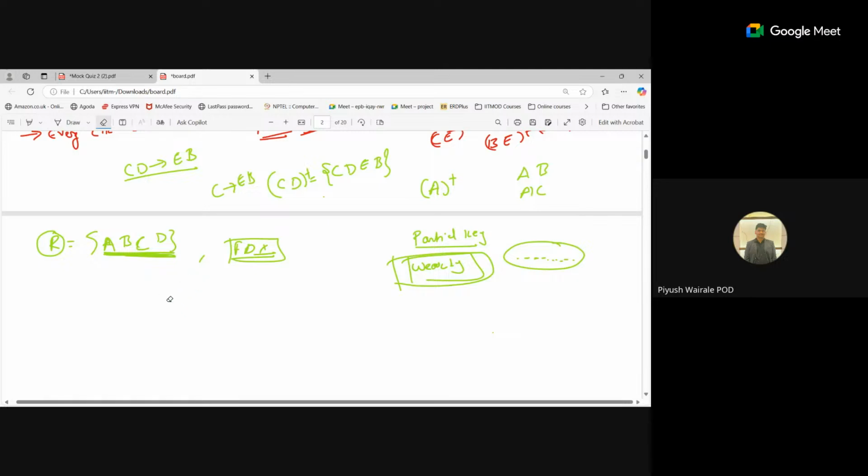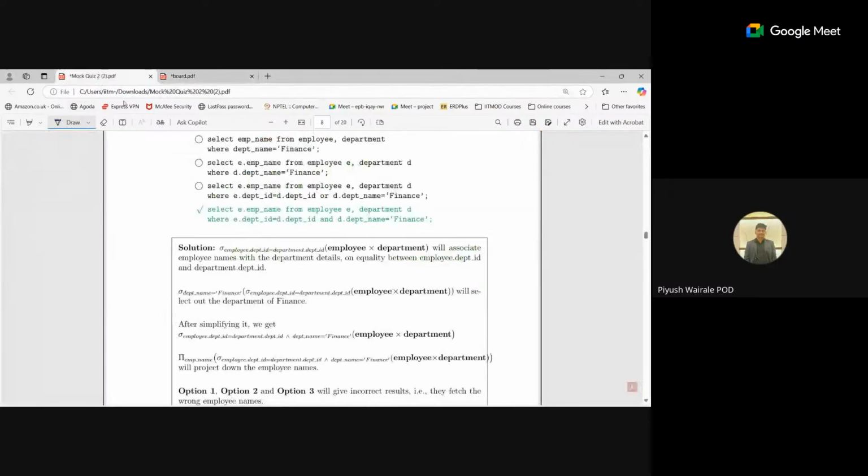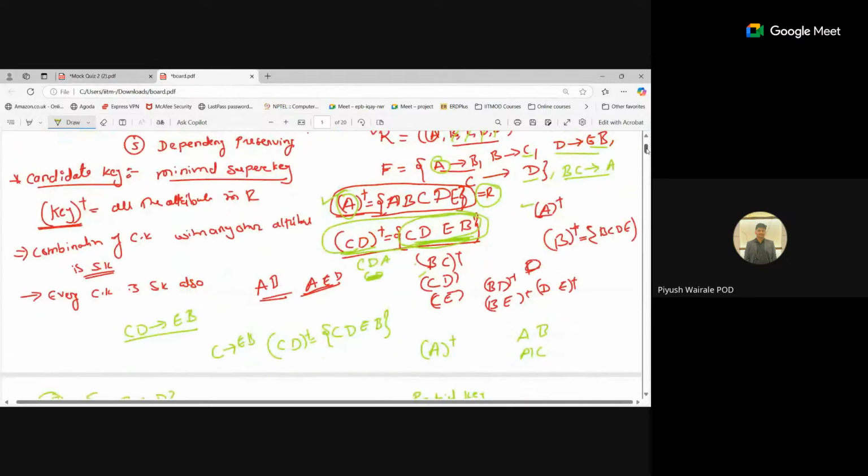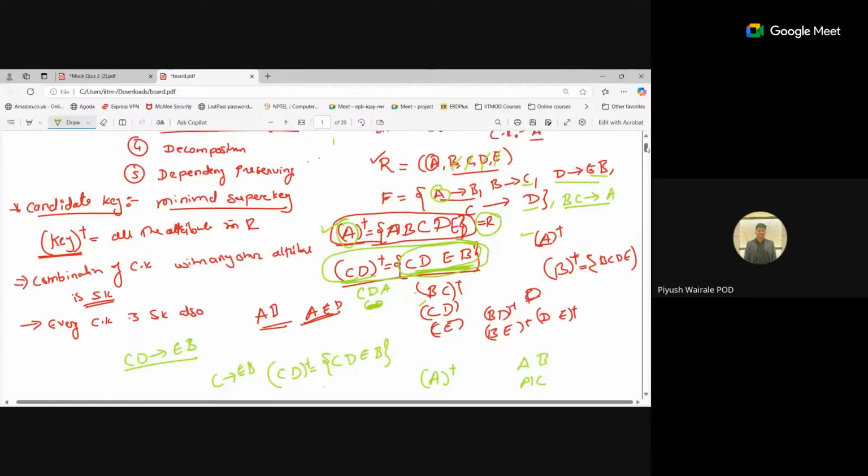So who is going to take the loan? We discussed the ER diagram; that is not the part here. But I hope you understand how to find out the candidate key here, right?